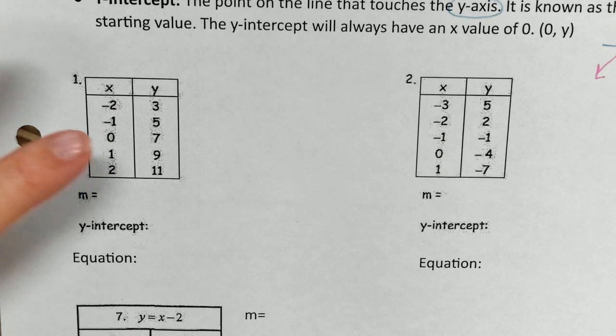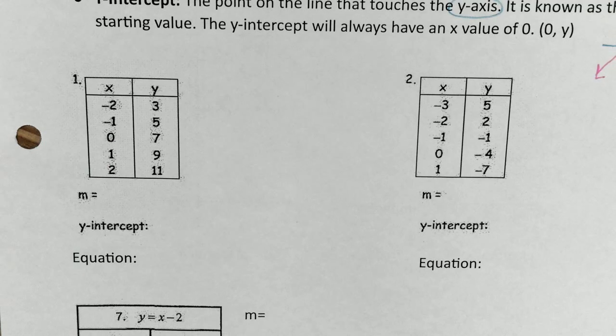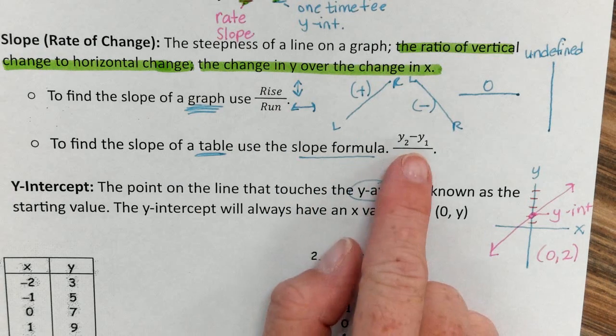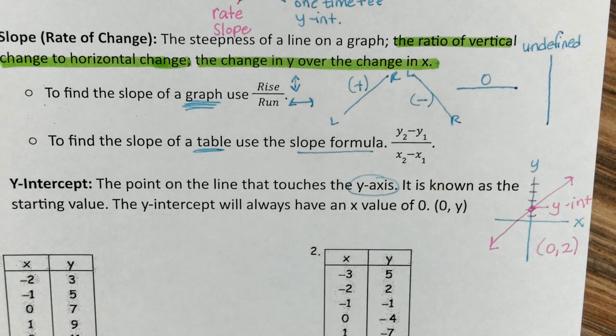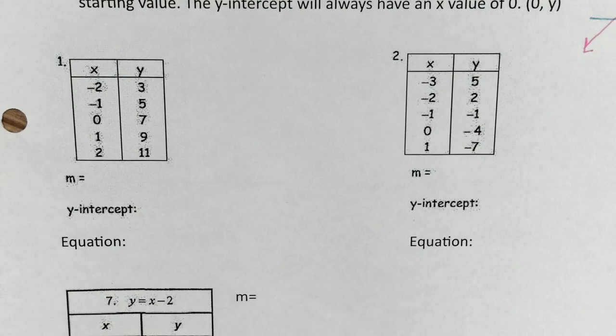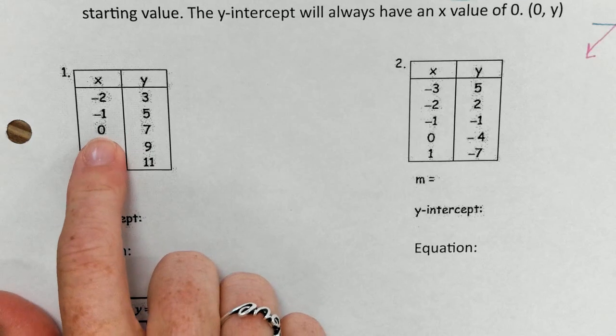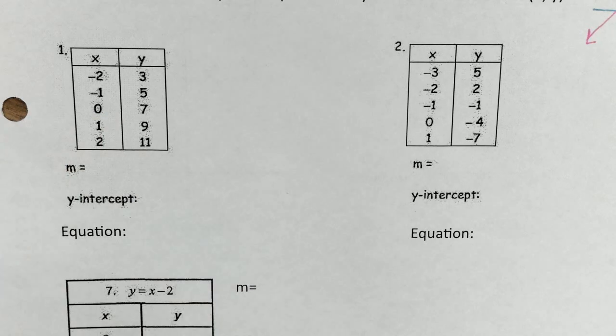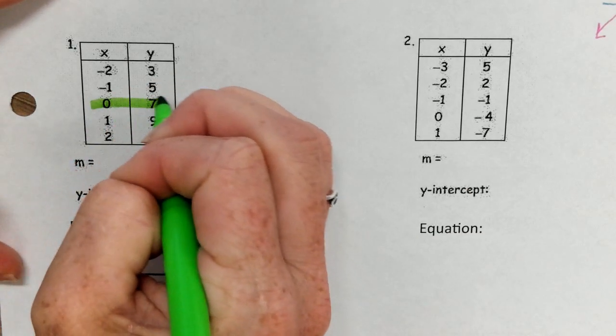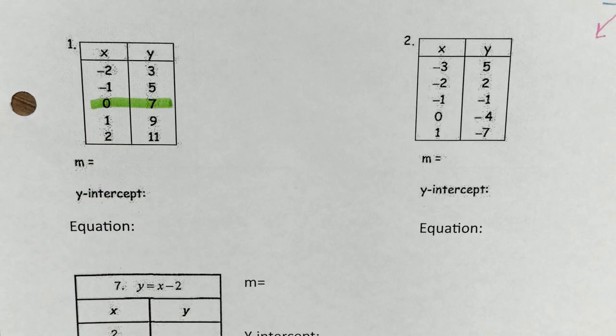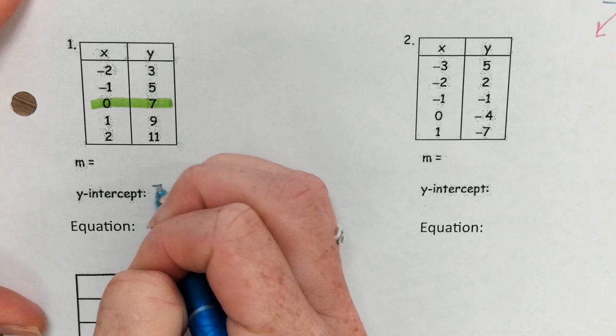Did they give me a table or a graph? A table. So I cannot do rise over run. Do y'all agree? So which one am I going to have to use? The slope formula. Now stop. The first thing I would do is find the y-intercept. How did you know it was 7? Did everybody hear him? He said, I know that this is the y-intercept because it's when x is 0. So the y-intercept is 7.